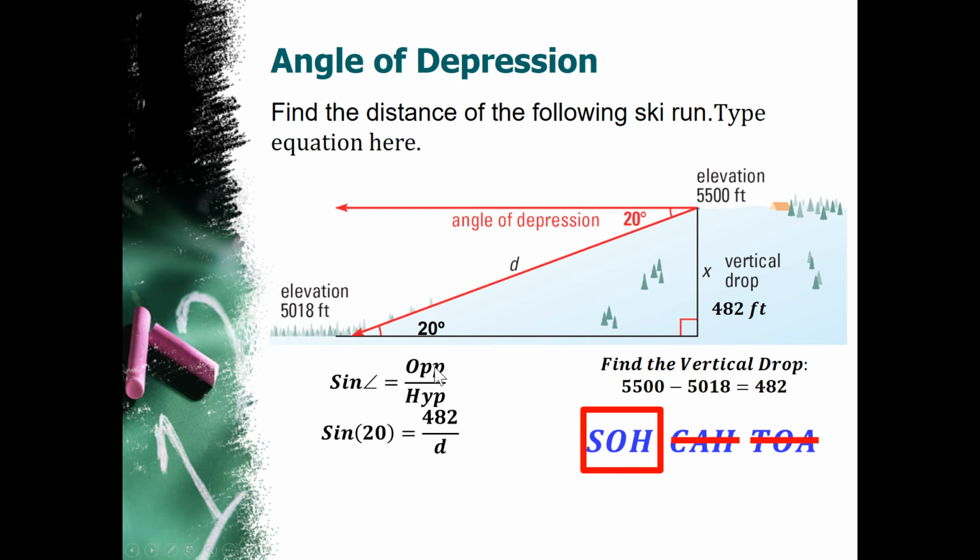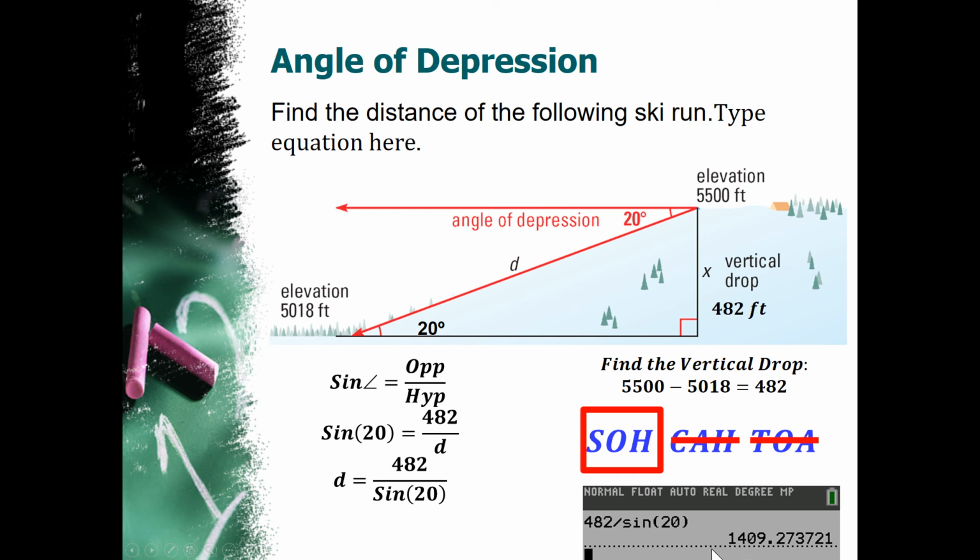Our angle value is 20. Our opposite side has a length of 482. Our hypotenuse has a length that's represented by d. Because our denominator has a variable in it, we're going to diagonal exchange these two values, moving the d up here and moving our sine 20 as a full unit down to the denominator. So we end up with this result down here. This is something that we can calculate here, the 482 divided by the sine of 20, which gives us an answer of 1,409.3 feet. That is the approximate length of that ski run at this ski resort.